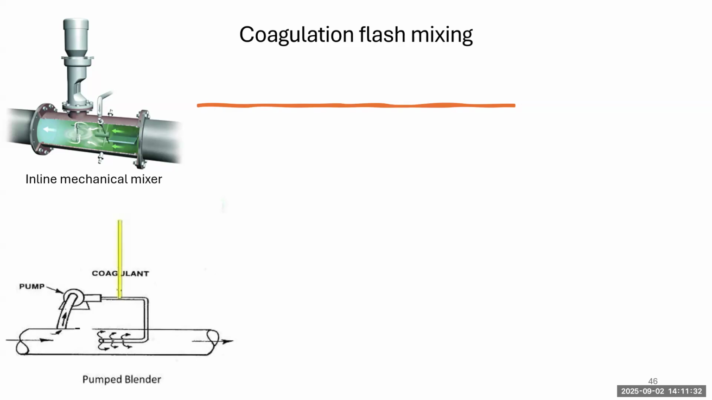Another way is to feed the coagulant just against the flow with what they call a pumped blender.